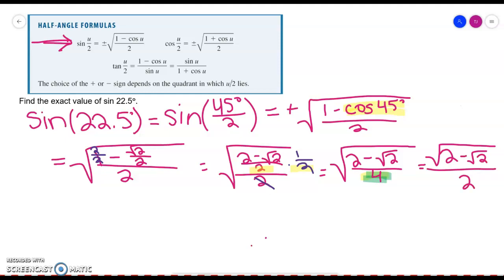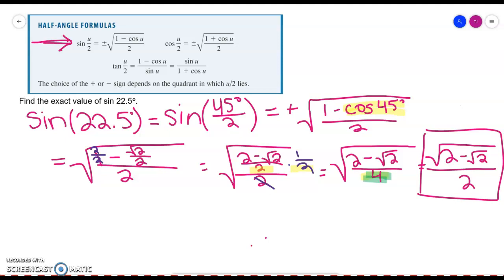And at that point, we're done. We really can't simplify this any further. We took the square root of 4 out of the denominator and simplified it down to just 2. We said that this was going to be positive because it's in quadrant 1. So at this point, that is my final answer. Sine of 22.5 degrees is equal to the square root of 2 minus the square root of 2, all divided by 2.